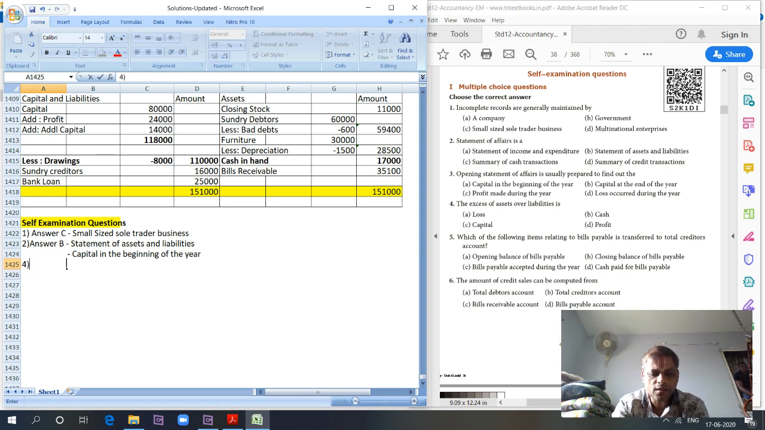Next, the fourth question. The excess of assets over liabilities is, this is what we studied in the basics, capital equals assets minus liabilities. So the answer is C, capital. Capital is the excess of assets over liabilities. That's the first formula we saw when we started with accounting for incomplete records. Next question.